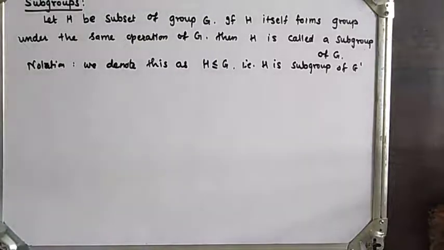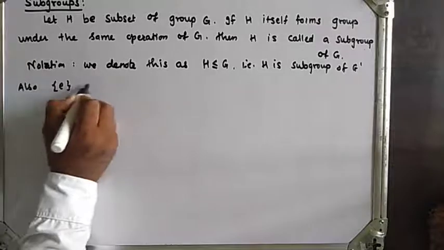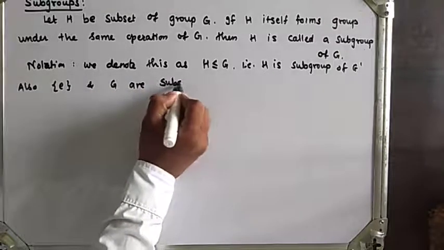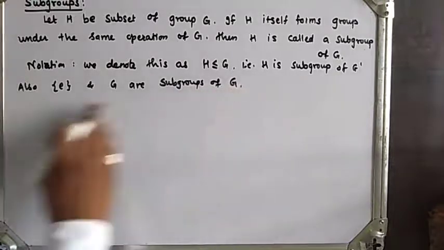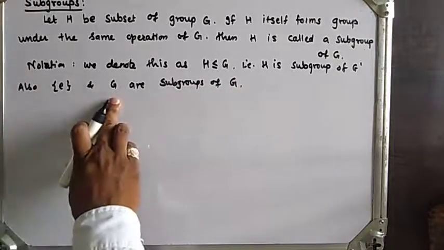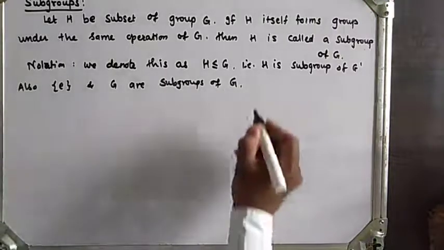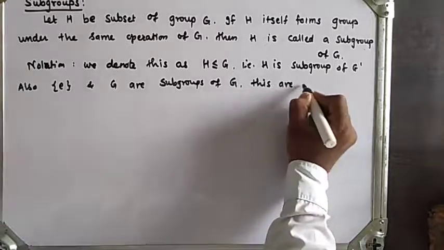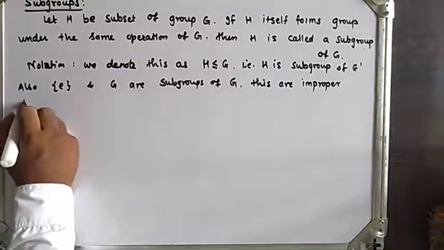Also observe that the singleton identity and G are subgroups of G. Identity and G are always subgroups of G, and these are called improper subgroups of G.